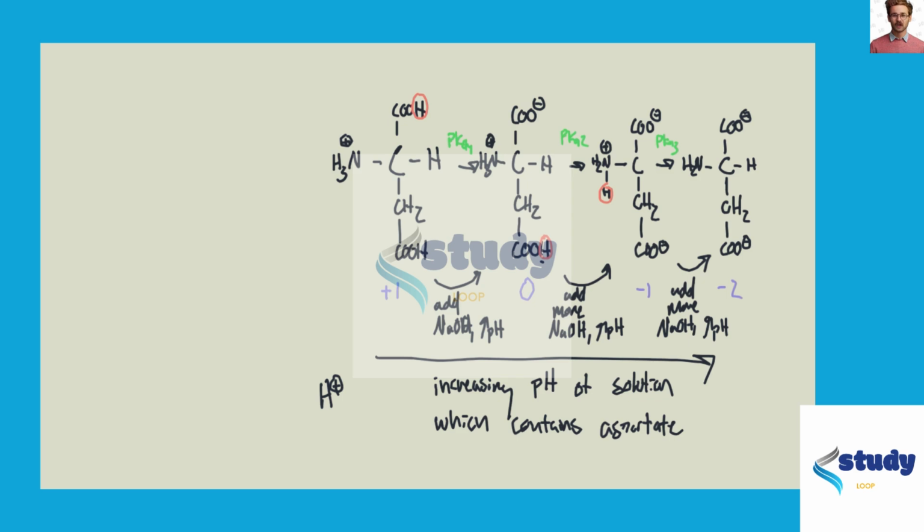This is really just showing the progression of the various protons that are able to be abstracted off of aspartate, and in what order they are removed as we increase the pH of the solution which contains aspartate, and additionally what the overall charge of our molecule is at every step of the way as we increase the pH to subsequently remove more and more protons.